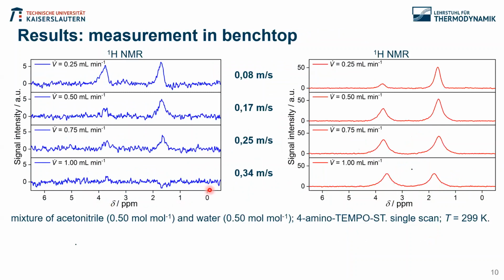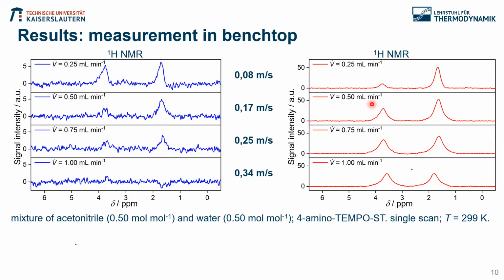If we now have a look at the results of the flow measurements in the benchtop NMR, the blue signals are thermally polarized and the red ones are the hyperpolarized ones. You see that with very tiny flow rates, with a flow velocity of around 0.08 meter per second, we still get a kind of decent pre-polarization, so we are still able to detect thermally polarized signal. But when we increase the flow rate, you see, of course, our signals start to vanish.